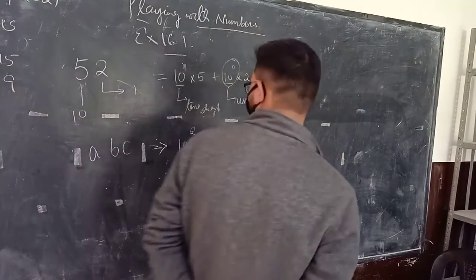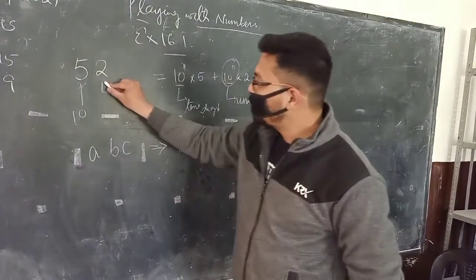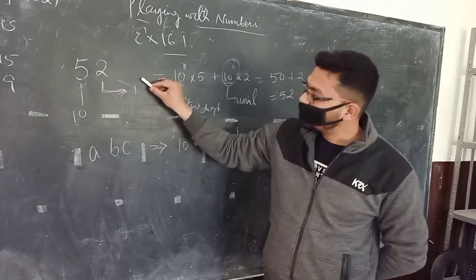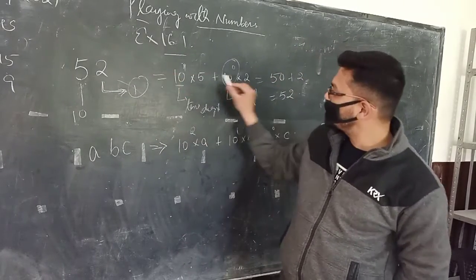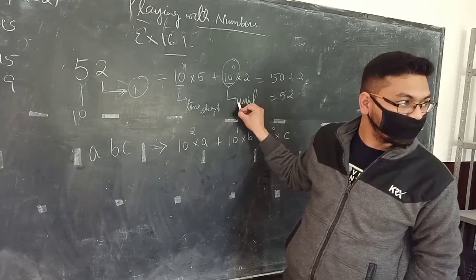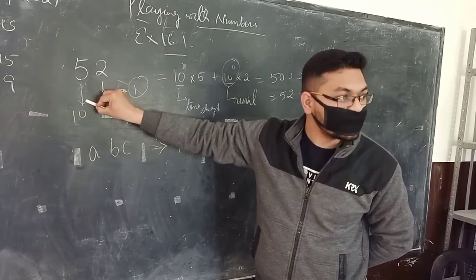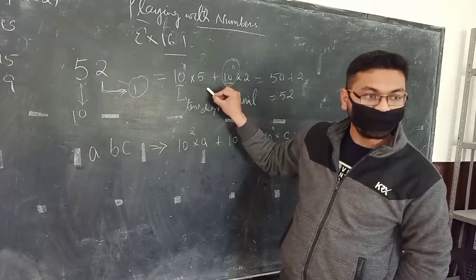So playing with numbers is something where you need to place the unit values here, right? Let's say 52. So 2 is the unit place, that means 10 to the power 0 is nothing but 1, and 2 is the unit, right? And 5 is in the tens place, so 10 to the power 1 into 5.